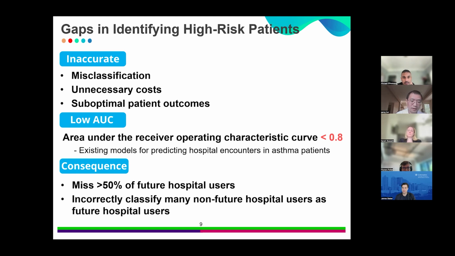So the consequence is that if we use those models to identify high-risk patients, we will miss more than half of the patients who will indeed incur hospital encounters in the future. Those patients will have suboptimal outcomes because we don't give them preventive interventions using the care management program. At the same time, the model will incorrectly classify many patients who will not incur hospital encounters in the future as future hospital users. If we put those patients into the care management program, we will incur unnecessary care management costs, which are very expensive.